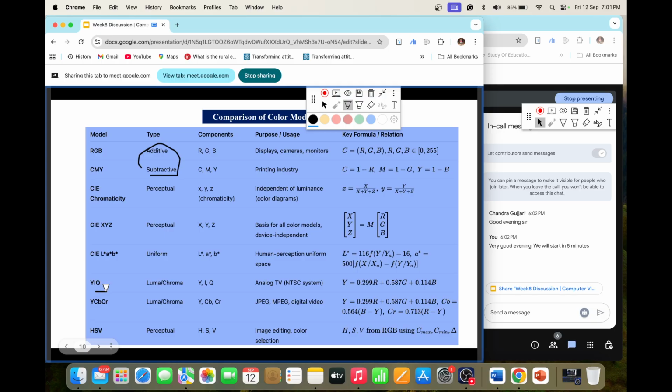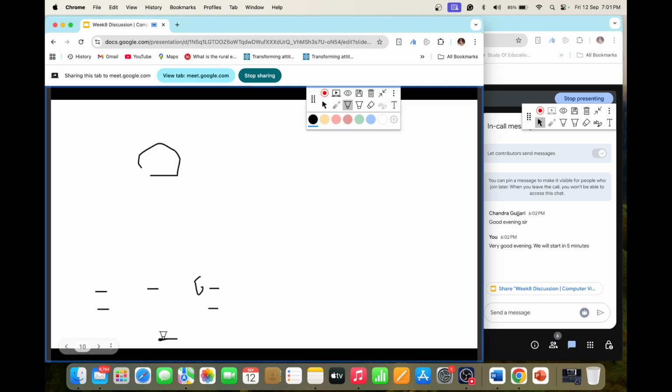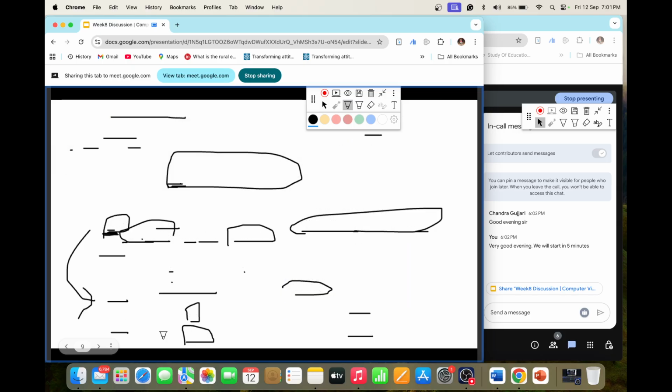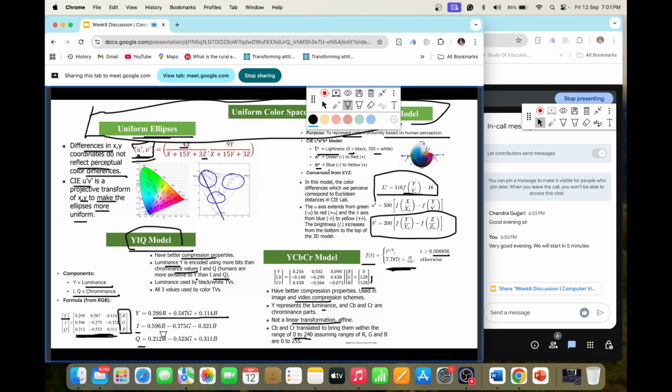And last, YIQ and YCbCr are for luma and chroma. Y is for luma, and IQ is for chroma. Same for CbCr. And HSV is again perceptual, and it is used for image editing, etc. So again, this is a non-linear space. There is no explanation as to why it is called perceptual.